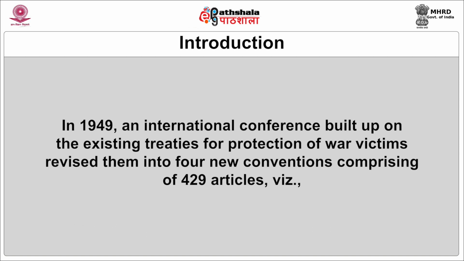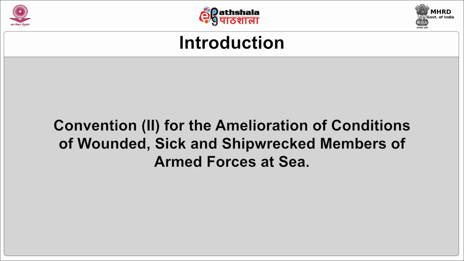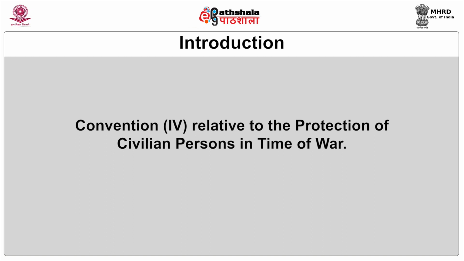In 1949, an international conference built up on the existing treaties for the protection of war victims and revised them into four new conventions comprising 429 articles, viz. Convention 1 for the amelioration of conditions of wounded and sick in armed forces in the field, Convention 2 for the amelioration of conditions of wounded, sick and shipwrecked members of armed forces at sea, Convention 3 relative to treatment of prisoners of war, and Convention 4 relative to the protection of civilian persons in times of war.